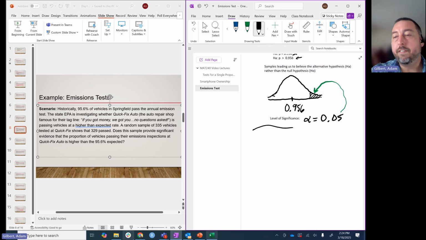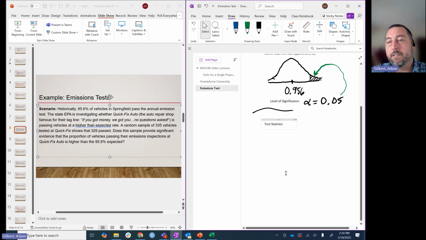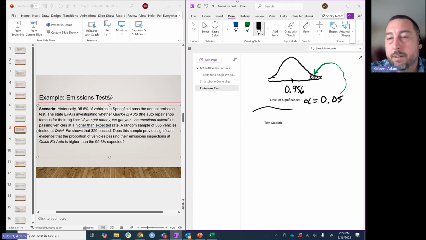At this point, we've got to calculate the probability of observing a sample like ours. In order to do that, we need to calculate a test statistic on our way to calculating a p-value. Again, the formula for that test statistic is always the same. I'm going to draw this out. So again, it's our point estimate minus our null value divided by our standard error.